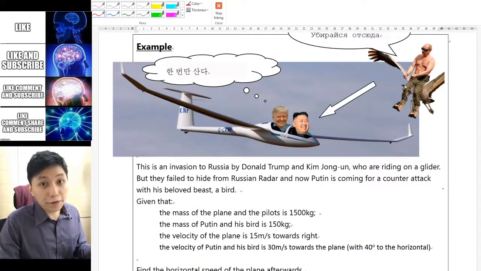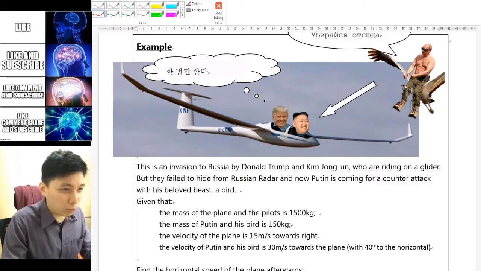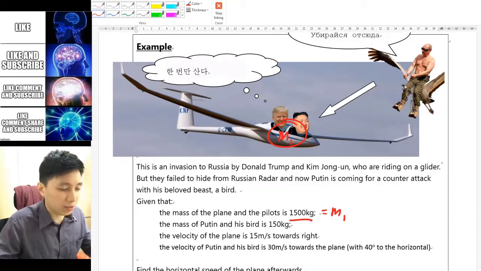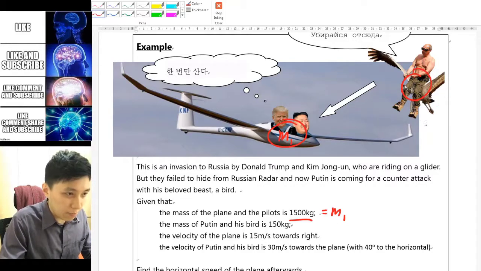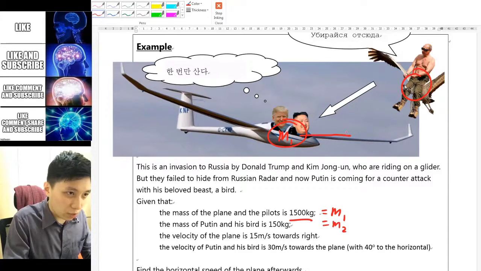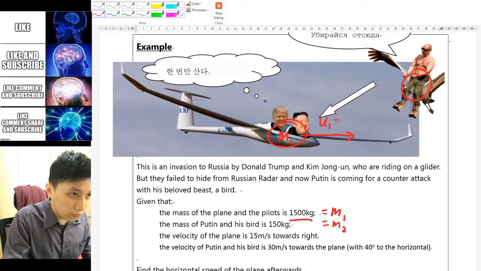So here the scenario you can find on the note, and notice that we basically have two masses. One is the plane with Donald Trump and Kim Jong-un, which has a mass of 1,500 kg, so I call it M1. And then the other one is Putin and the bird, which has a mass of 150, so let me call it M2. And the plane is moving towards the right, literally along the x-axis. So U1 we can say is 15 meters per second.